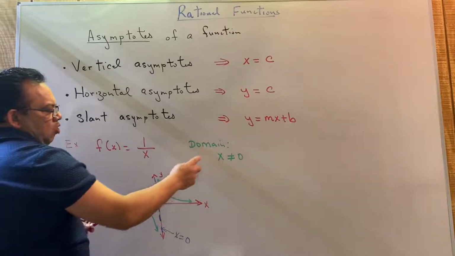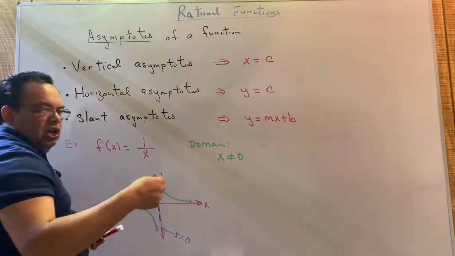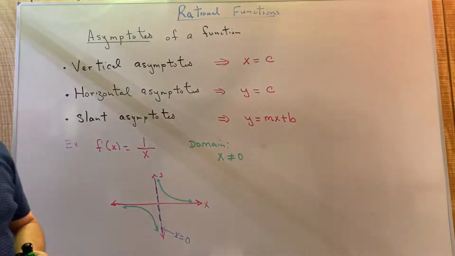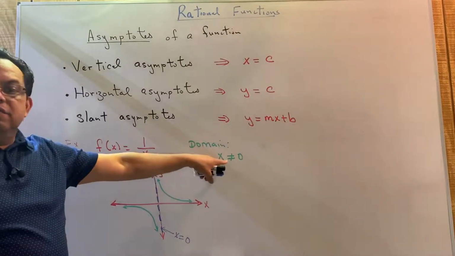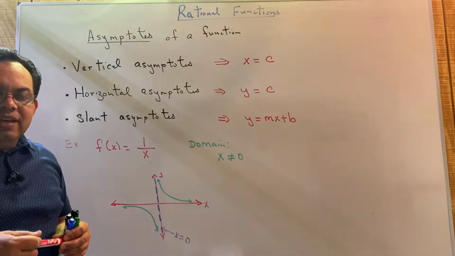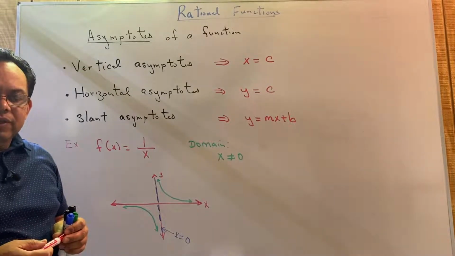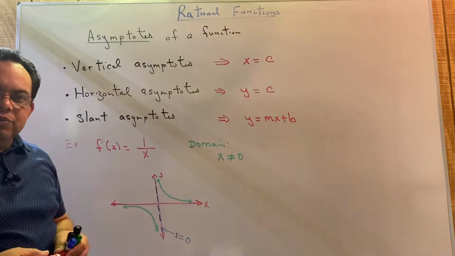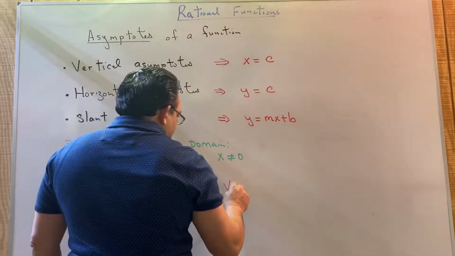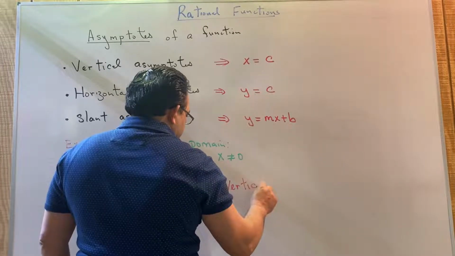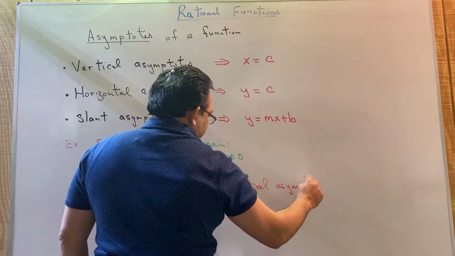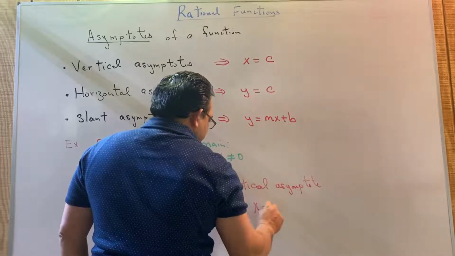So once you have the domain, the numbers excluded from the domain, x equal to those values are the vertical asymptotes of the function. If you exclude 2 numbers, you will have 2 vertical asymptotes. So the vertical asymptote here is the line x equals 0.